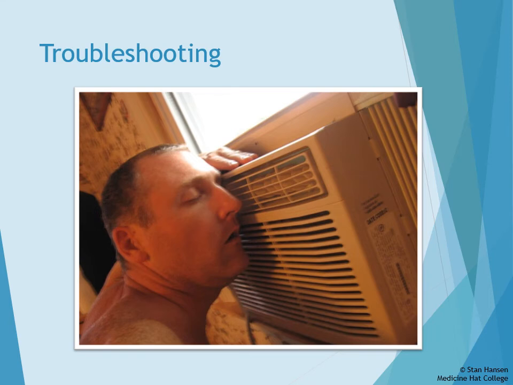Go back down to the furnace and check between the Y and the C on the furnace circuit board. If you have 24 volts between the Y and the C, that would indicate that you have a broken wire or a bad connection somewhere between the furnace and the air conditioner. If you do not have voltage between the Y and the C, then the problem is likely going to be at the thermostat, and that's going to be your next stop.